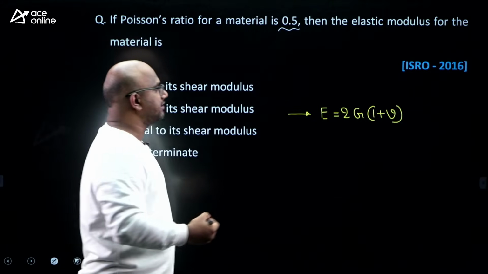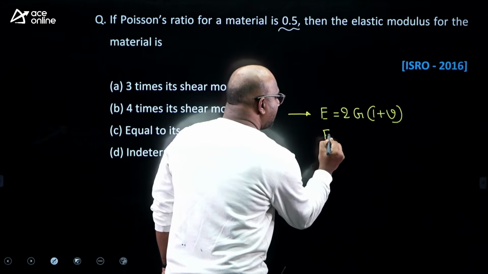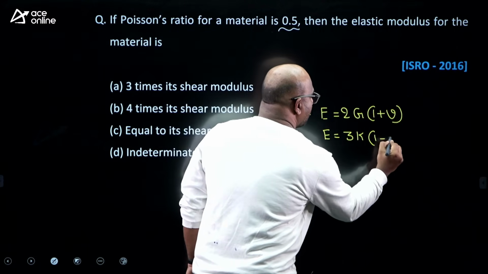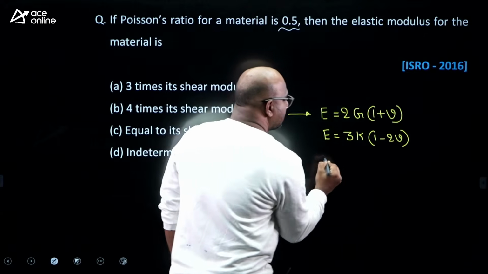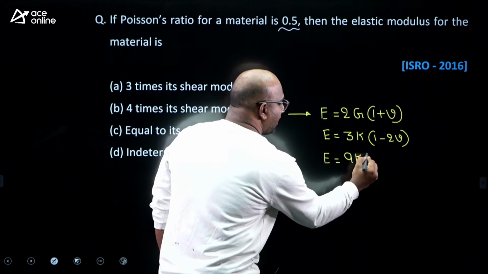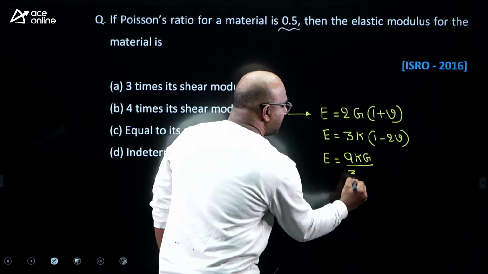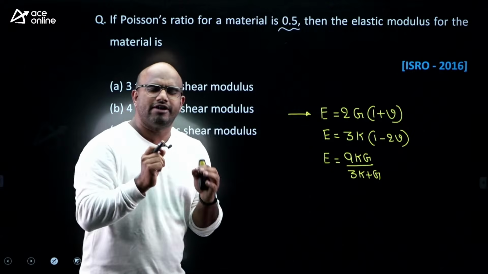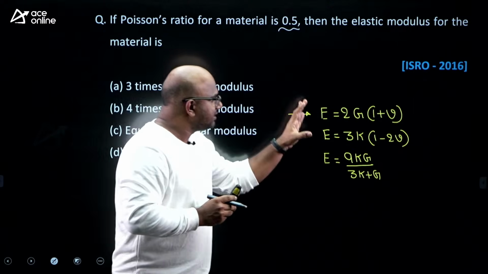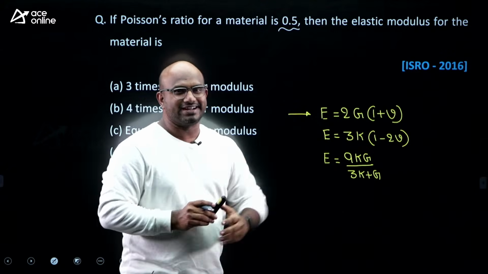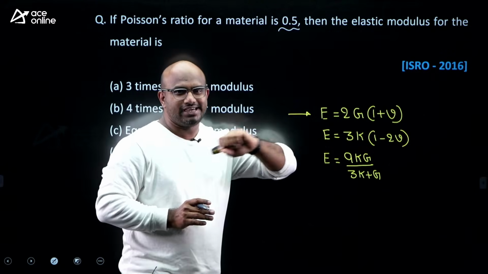3 standard formulas are there. E equal to 3K into (1 minus 2V). Next, E equal to 9KG by (3K plus G). Questions come very frequently from these 3 formulas. Now, this question belongs to formula number 1, where E equal to 2G into (1 plus V).